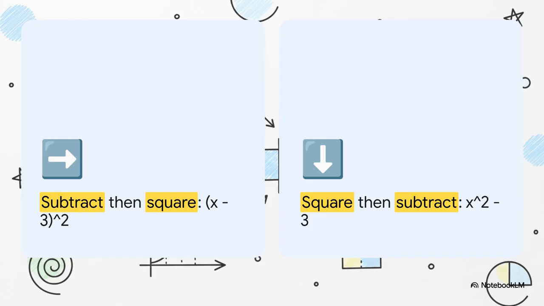Take the sequence on the left. We subtract 3 first, then square the result. That's x minus 3, in parentheses, squared. Based on the rules we just went over, tweaking the inside of the parentheses gives us a horizontal shift to the right. But look at the right side. If we swap the order, square the input first, then subtract 3 at the very end, we get x squared minus 3. That subtraction is outside the squaring function, so it creates a vertical shift downward. Just by swapping the order of the machines, you end up with 2 completely different graphs in completely different locations.